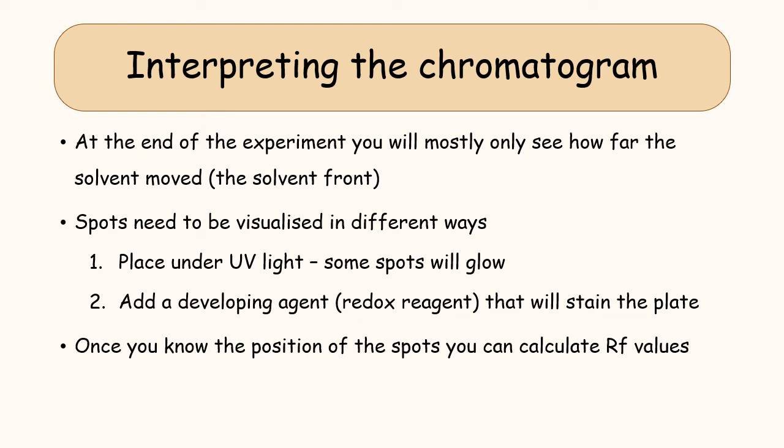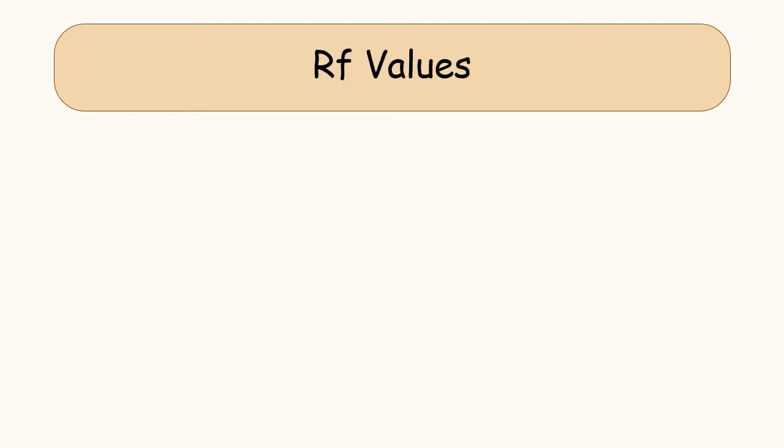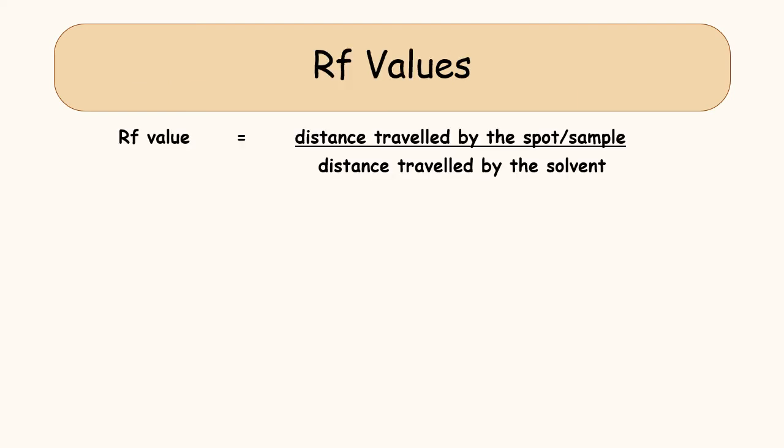Once you know the position of the spots, you can calculate something known as an RF value. The equation for RF value is the distance traveled by the sample, that means your spot, divided by the distance traveled by the solvent. So it is really important that at the end of the experiment you do mark the distance traveled by the solvent. That distance is the distance between the starting line, the first pencil line where all the spots were, and the pencil line you've used to record where the solvent finished.